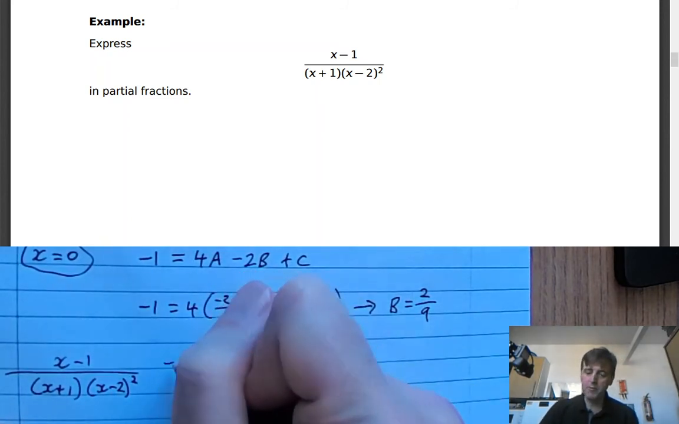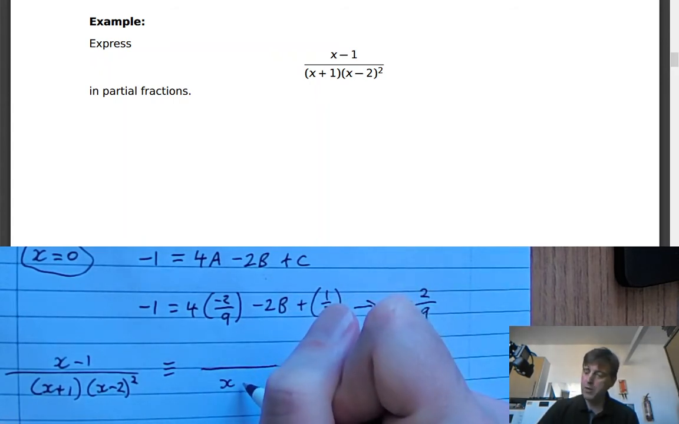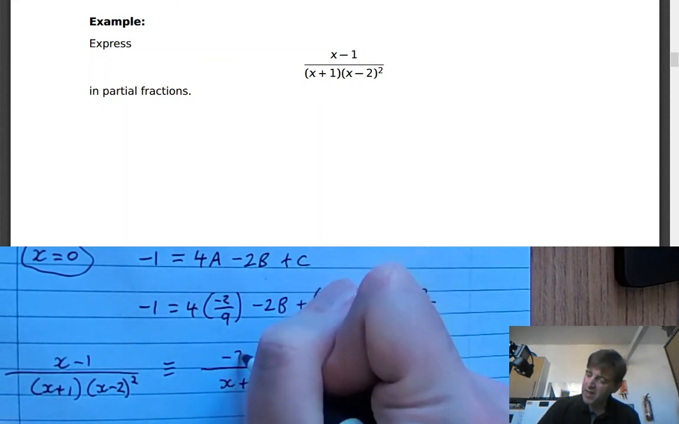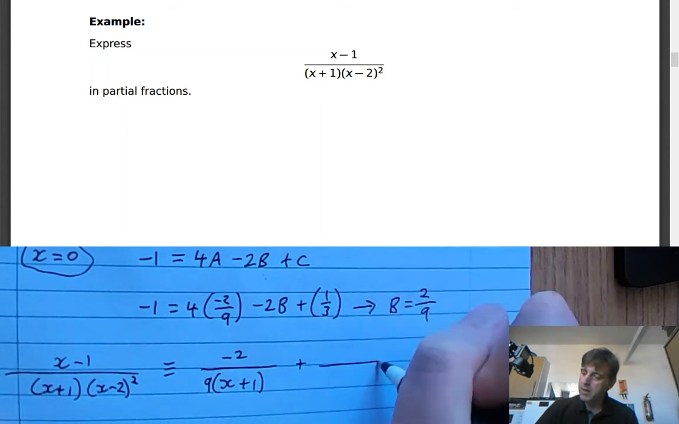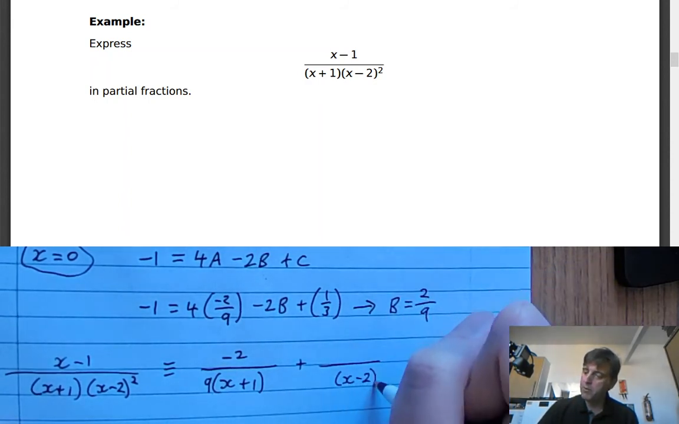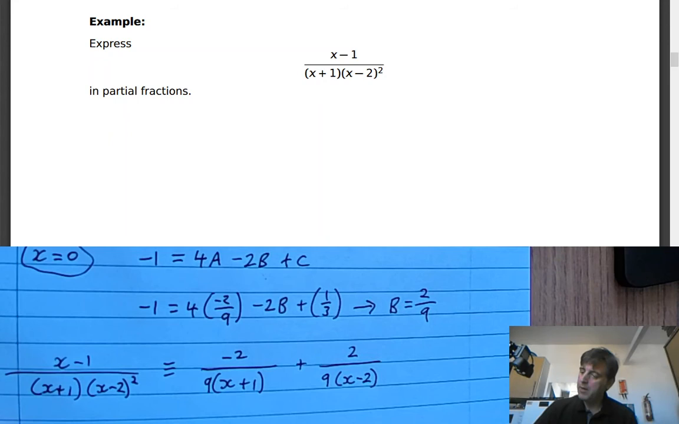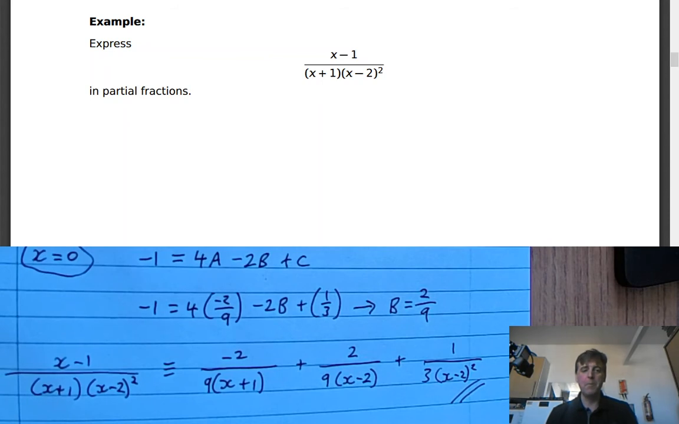So as partial fractions, the fraction here with a denominator of x plus 1, we found that the value of a was minus 2 over 9. Now I'm going to write that like that because that's a bit tidier, right? Put that 9 on the bottom of the fraction like that. And then the value of b we found up here was 2 over 9. So the fraction with a denominator of x minus 2, we would have 2 over 9 in the numerator. If I multiply top and bottom by 9, I end up with that there. And then finally, the fraction with a denominator of x minus 2 squared, the value of c we found was 1 over 3. So if I write that like that, then I've got it in its partial fraction form.